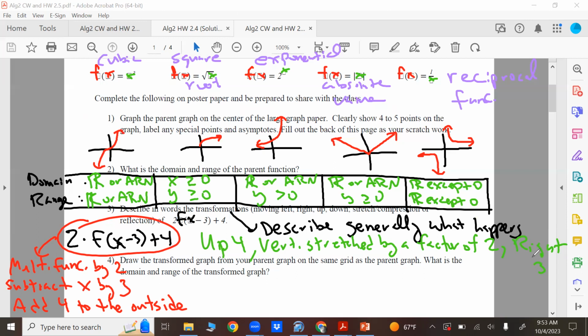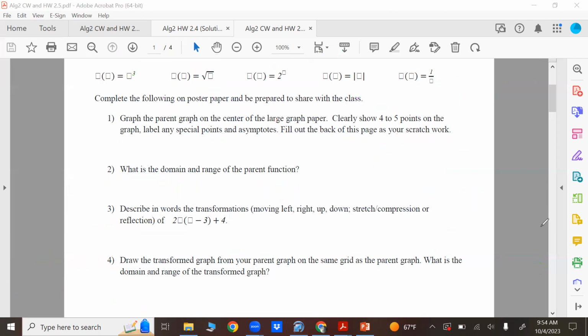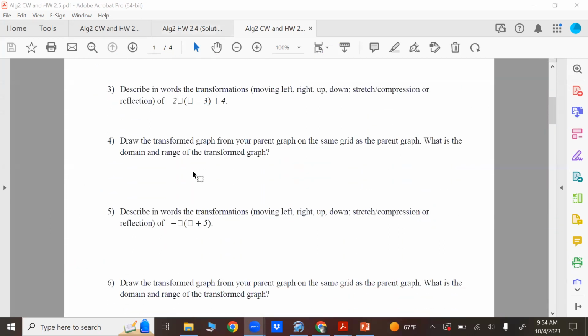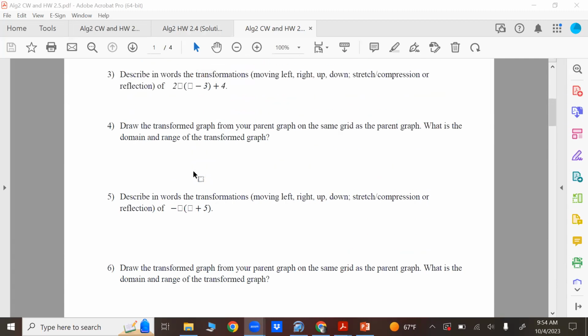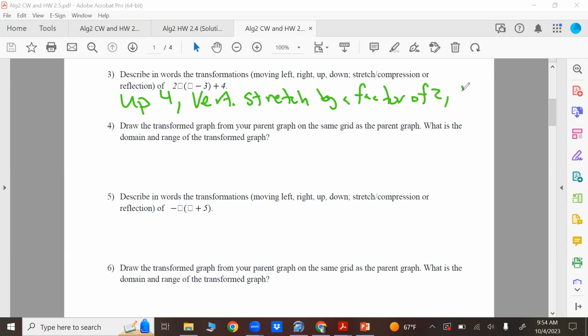So that's what happens. Okay, drawing the transformed graphs. I'll do it for one of them because I think it's a lot to write. So let me position it like this again. So again, what did we do? We went up 4. I'm just going to repeat what I had earlier. Vertically stretch by a factor of 2 and went right 3.